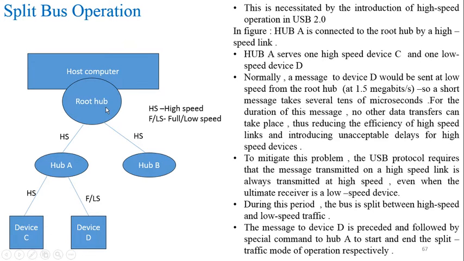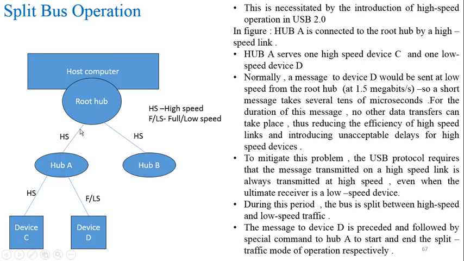In the normal case the root hub starts the transmission at low speed itself, but it causes a problem while transferring such data. It takes more time to complete the data transfer because the root hub itself starts the transfer at low speed. That means the other devices associated with this path have to wait in order to start another data transfer. So in order to avoid such a problem, the solution is: the root hub wants to transfer data to device D, which is a low speed device, but the root hub can start the data transmission at high speed itself because the attached link is a high speed link.